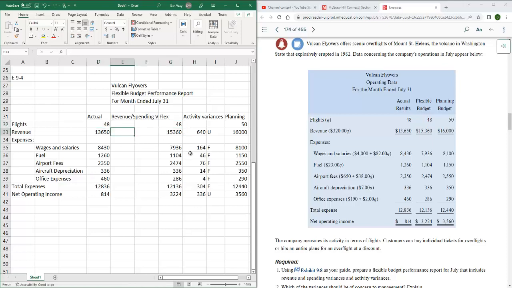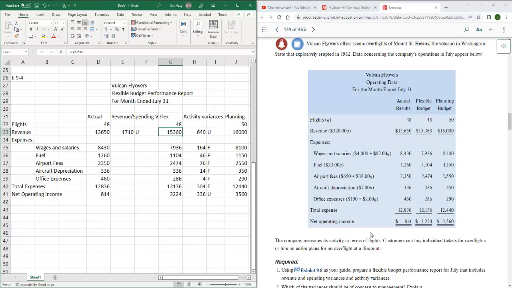Okay, so let's look at revenue first here. We had 15,360 in the flex budget versus 13,650 in our actual result. So we got a difference of 1710. Actual is less than flex. This is a revenue item, so that is unfavorable. Okay, for some reason we billed customers less than we quote unquote should have, given the actual number of flights of 48.